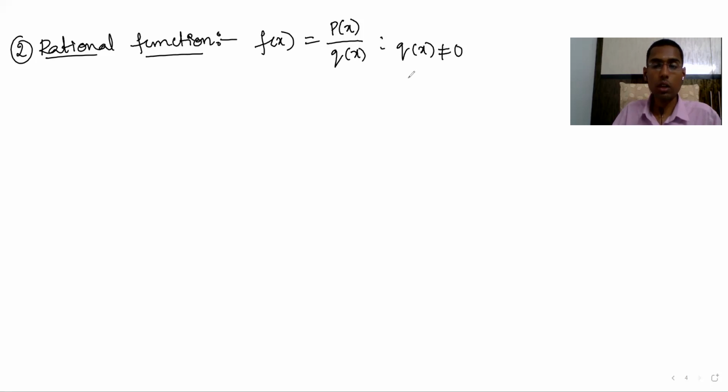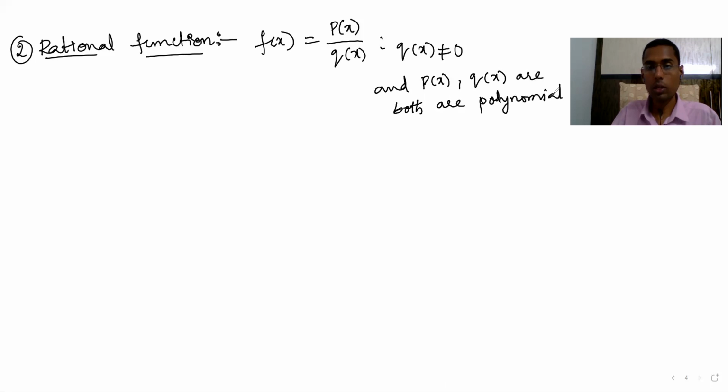And p of x, q of x are both polynomial functions. Polynomials. I'm writing just poly. Okay, a polynomial by a polynomial is called a rational function. Both are polynomials. Okay, this is very simple. I think you got it.